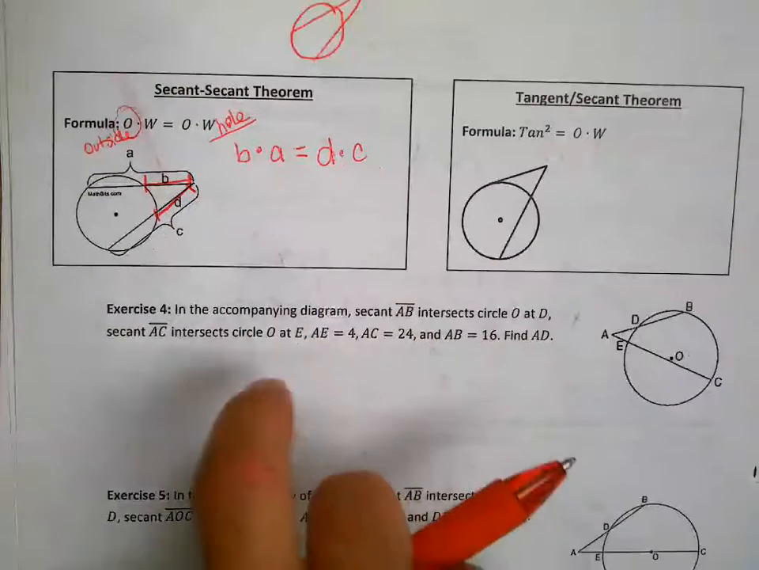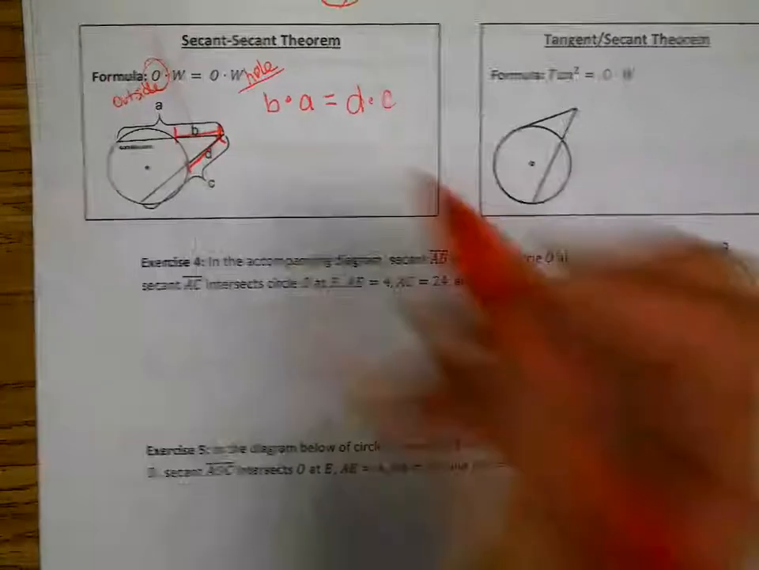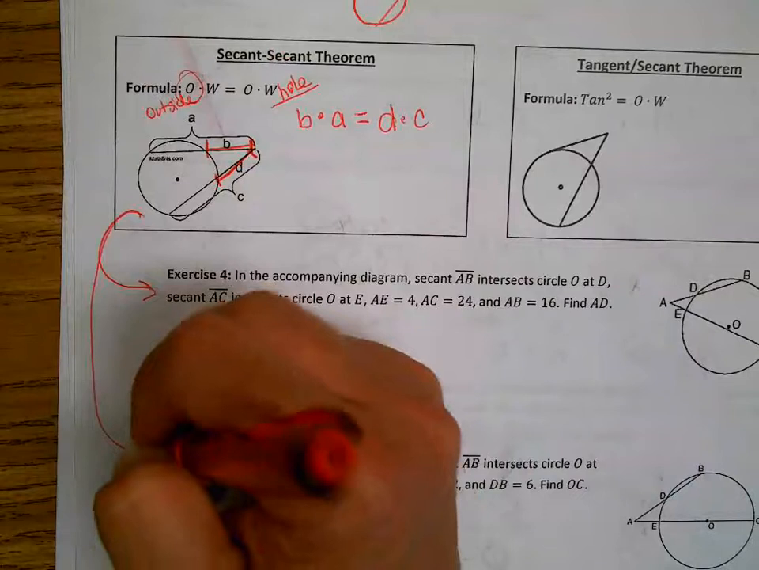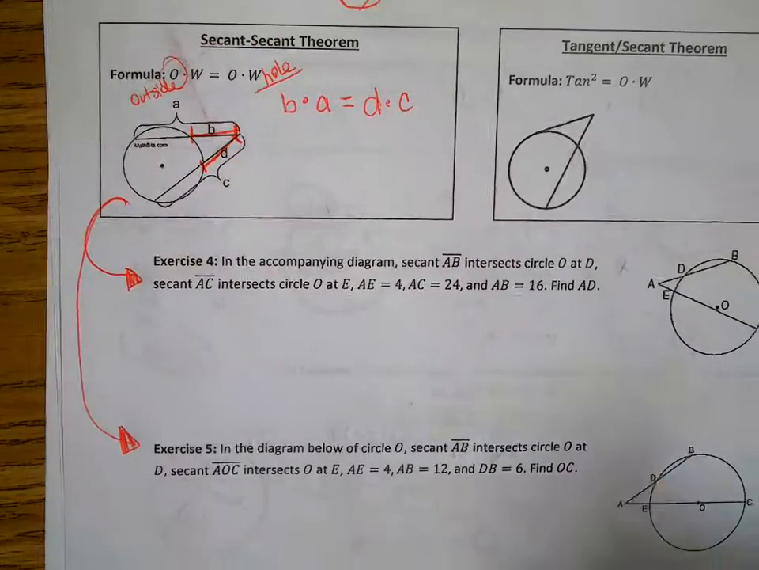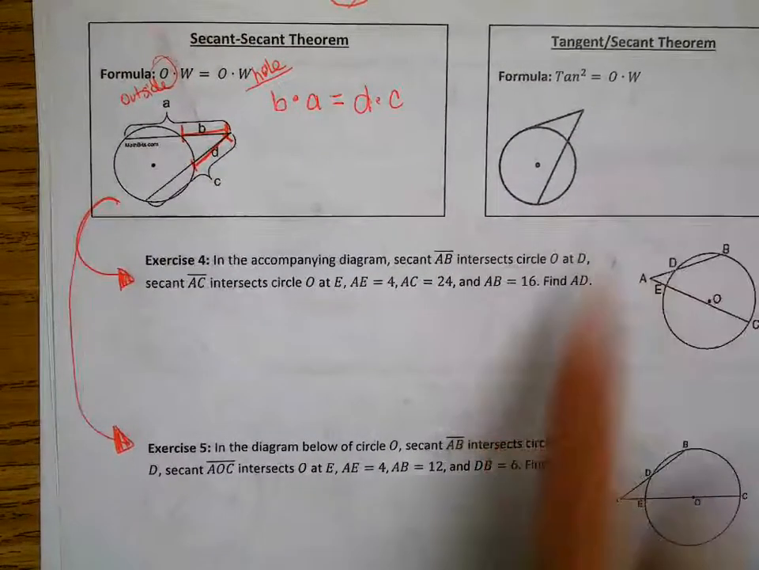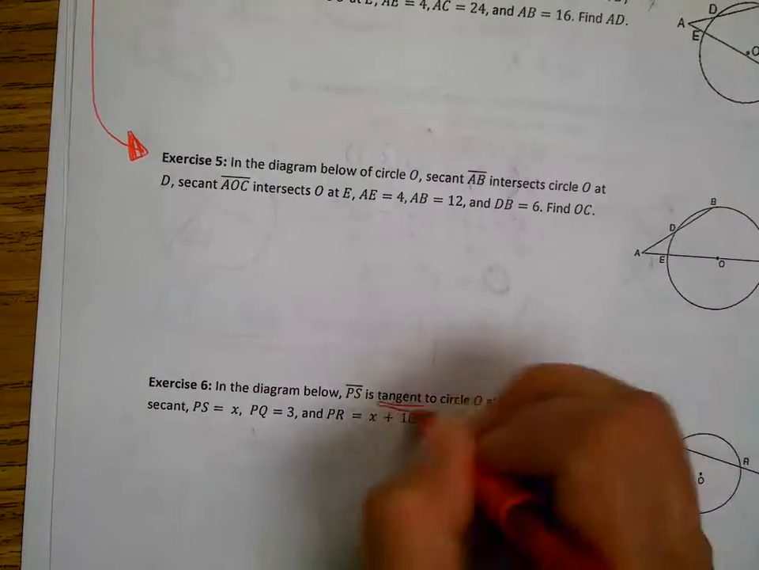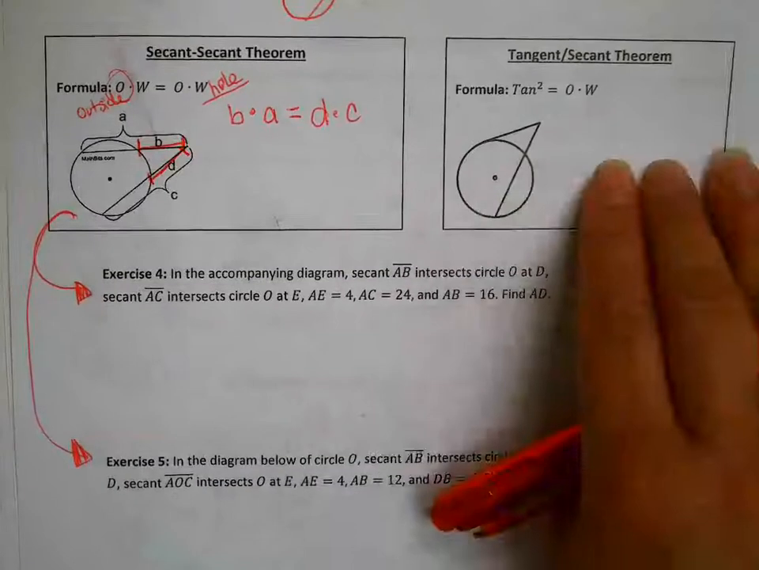So that's going to be like exercises 4 and 5. Okay, so these are both the double secant rule. Okay. The tangent secant theorem is going to be like exercise 6. Okay, so this has a tangent and a secant. Can't you see it? So we're going to come back to that one in a moment.